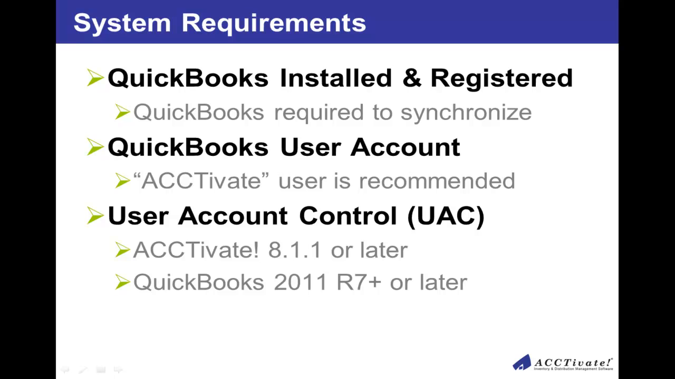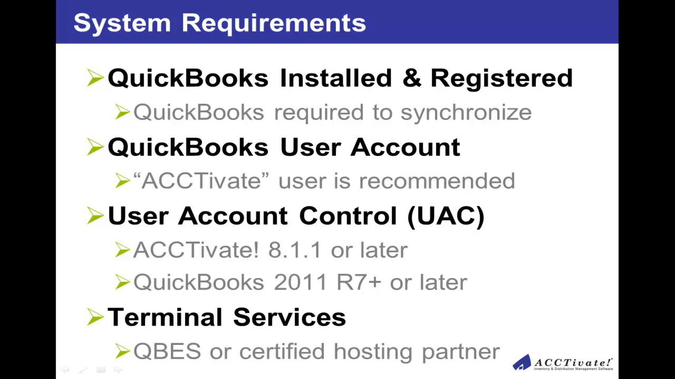So regarding the UAC prompts, prior to 8.1.1 in 2011, you had to have User Account Control enabled in order to run sync. But we ran into a number of customers, usually more advanced, more technical people, that wanted to disable UAC, but you couldn't do that. ACCTivate Sync would not work with UAC disabled, and that was changed in the newer QuickBooks release almost 2 years ago, and then also in the ACCTivate 8.1.1 software update.